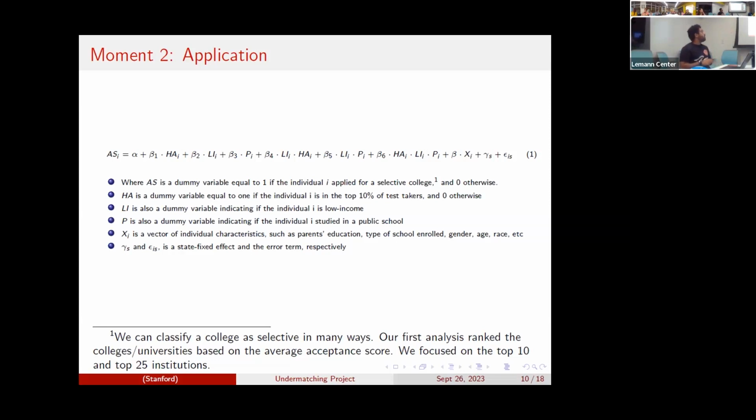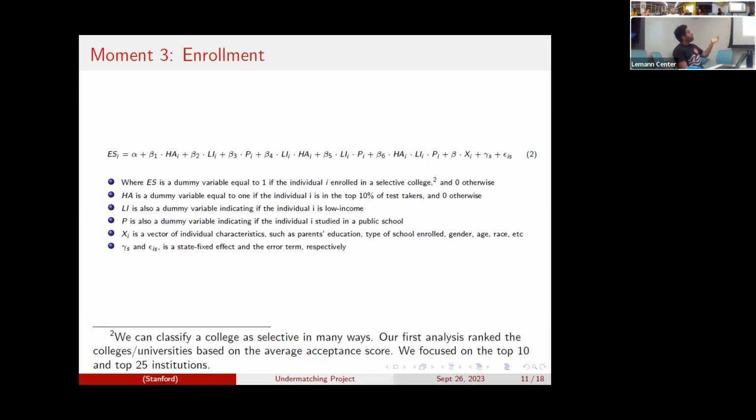And the variables that we are most interested in here: the first is HA. It indicates whether the individual is a high achieving student or not, and is also a dummy. LI is also a dummy to indicate if the individual is low income or not. And P is also a dummy indicating if the individual is a student in a public school or not. So the individual studying in a public school is equal to 1, otherwise equal to 0. We also control for many socioeconomic characteristics like parents' education, gender, age, race.